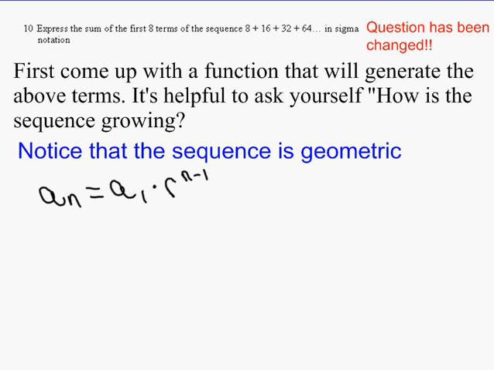So we have to do this first. So we have to find a function that will generate these terms. And we know that something in this form will do it because this is the generic formula for a geometric sequence.